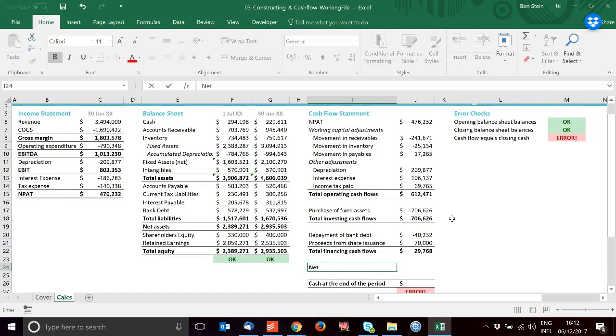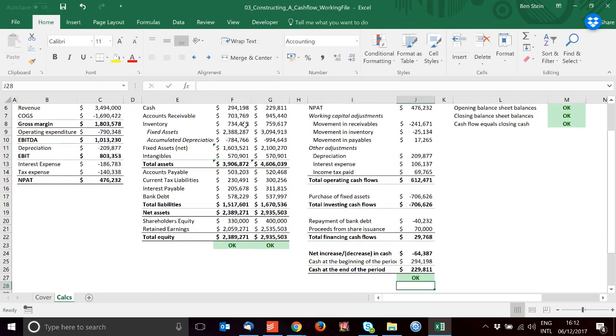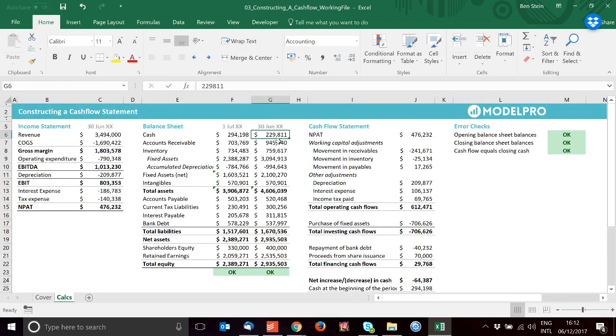Now let's see if we can actually get the balance at the end of the period to reconcile with our balance sheet. So we're going to have a net increase or decrease in cash for the period being the sum of these three figures. We've got a little bit of a decrease for the year. We're at cash at the beginning of the period, which is 294. There we have it. The cash at the end of the period reconciles with the cash on our balance sheet.